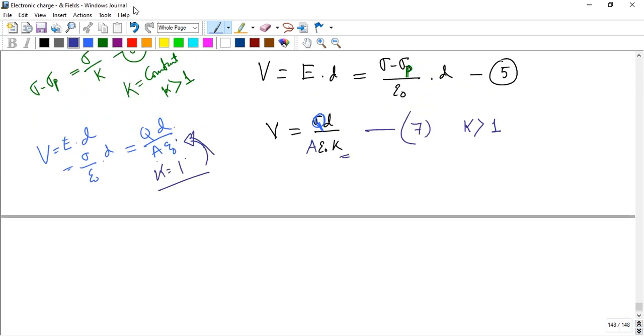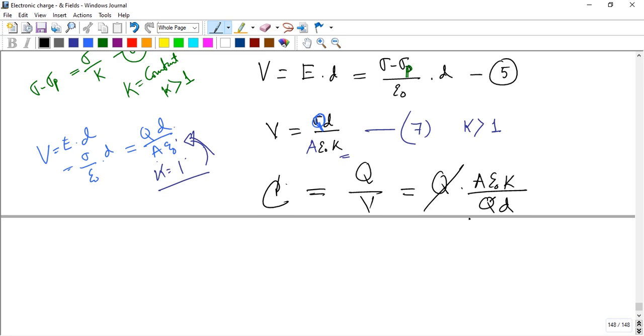Now another important quantity is C. We know that C equals Q over V. Here we put Q, and V is replaced by this, V equals Q D over A epsilon naught K. So the two Q's cancel, and finally we get C equals A epsilon naught K over D. That is equation number 8.